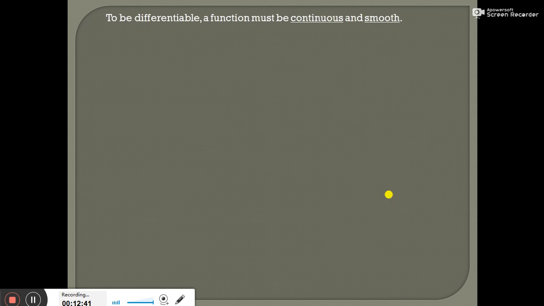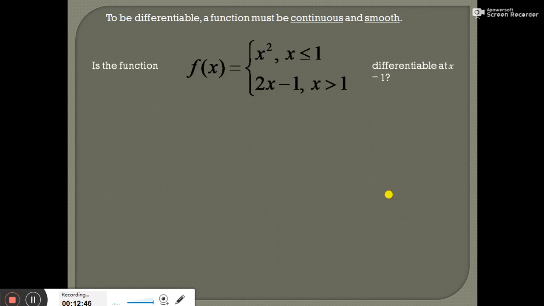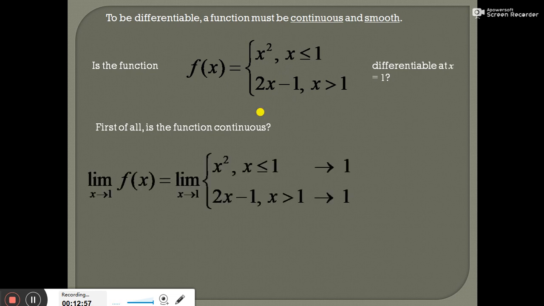Now, to be differentiable, a function must be continuous and differentiable. Another example: is this function differentiable at x equal to 1? First of all, we have to check that the function is continuous. Continuity you can check easily by yourself. Limit x tends to 1, x square when x is less than or equal to 1, that is equal to 1, and for x greater than 1 that is also equal to 1, and therefore both the limits exist and the value of the function is also equal to 1, therefore it is continuous.